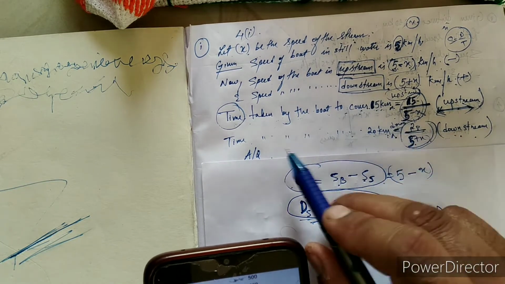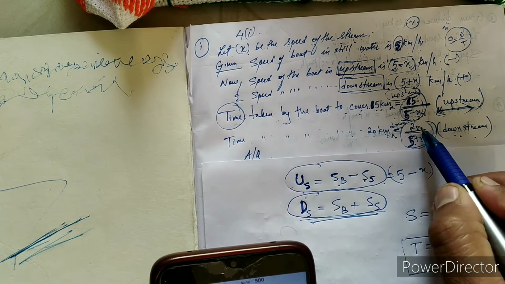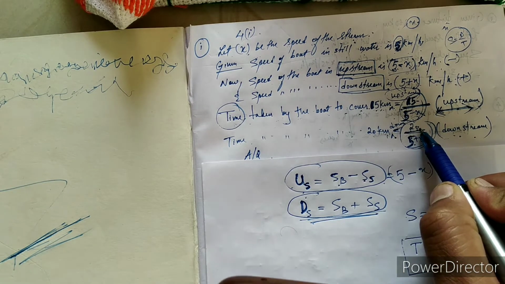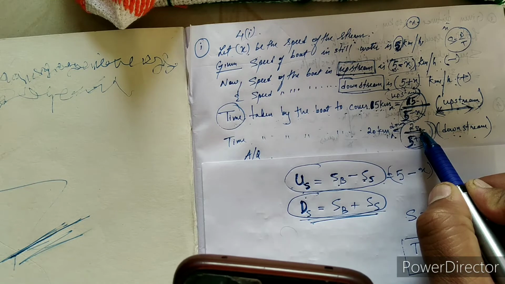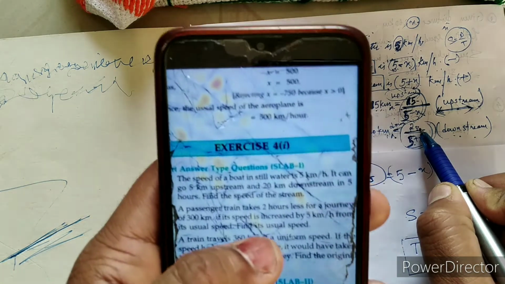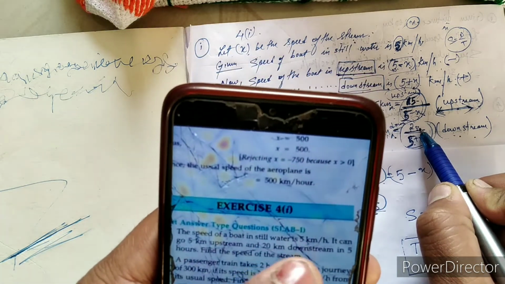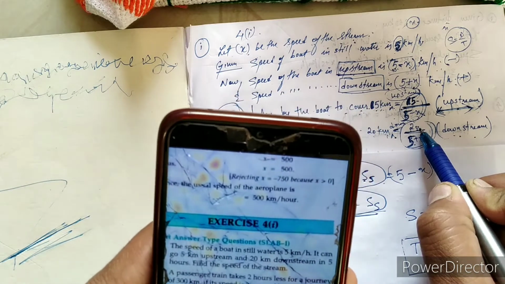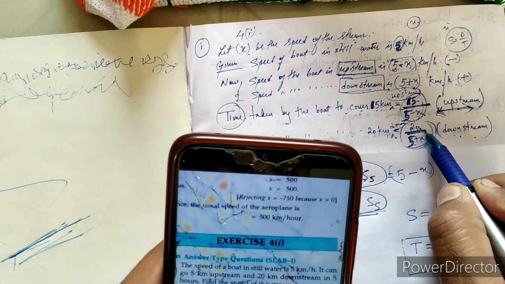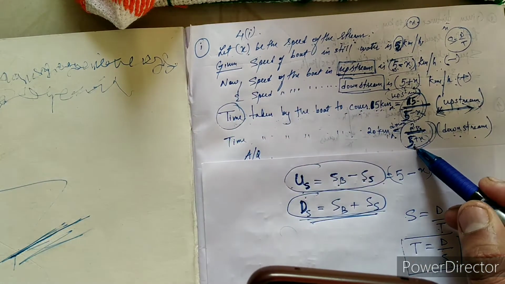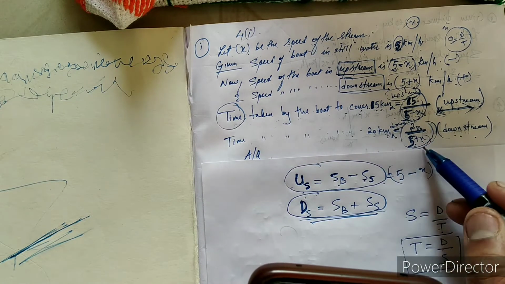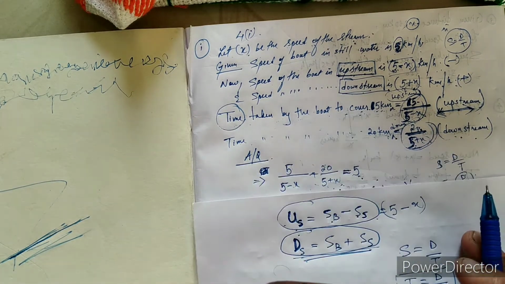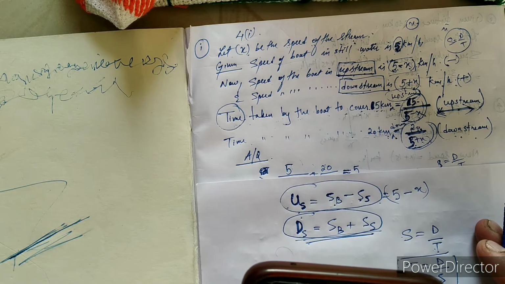So again we are talking about time, so this will be distance by speed. Next, distance is what? Downstream speed is given to be 20. You check in the question. Here I can show you, 20 kilometer downstream. So 20 by, distance by speed, speed is 5 plus x. Downstream means this is positive. I hope you got it. Still any doubt, just let me know.